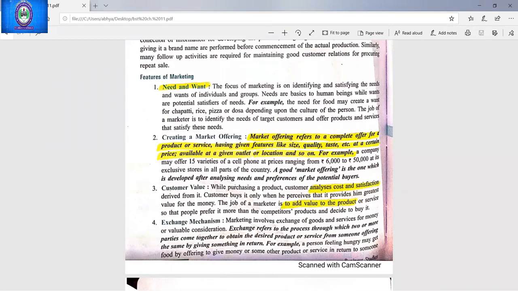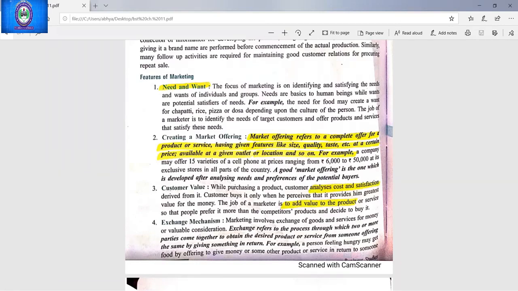For example, the need for food may create a want for chapati, rice, pizza, or dosa, depending upon the culture of the person. Like if a person is a South Indian person, then if he is feeling hungry, then he must be desiring the dosa or idli. That is his culture. So the job of the marketer is to first identify this need and want, and try to satisfy this need and want by making the products.